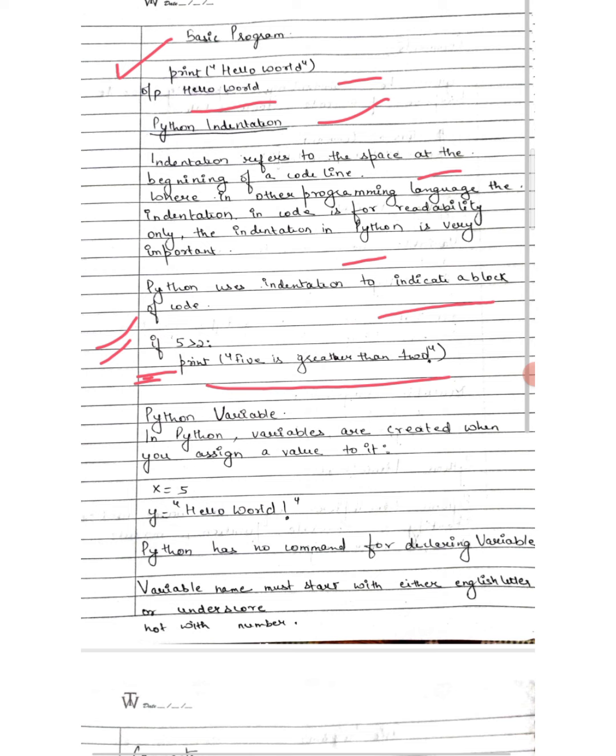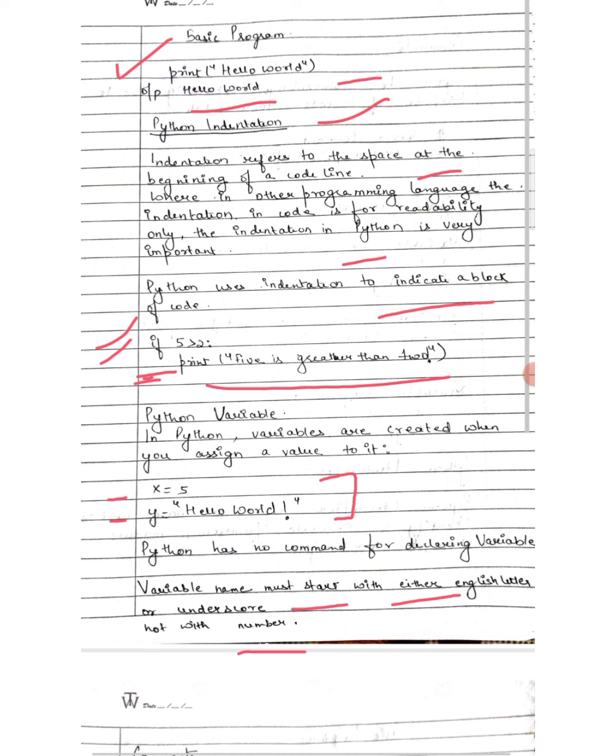Now we will study what is a Python variable. In Python we don't need to declare a variable. We just use the name of the variable and assign the value, and we do not need to specify the data type also. As you can see there, we have declared two variables, x is equal to 5 and y is equal to hello world. These are the two variables. In Python, a variable name must start with either an English letter or an underscore, not with a number.